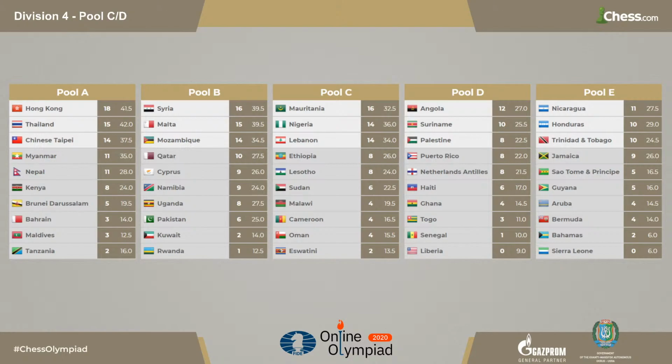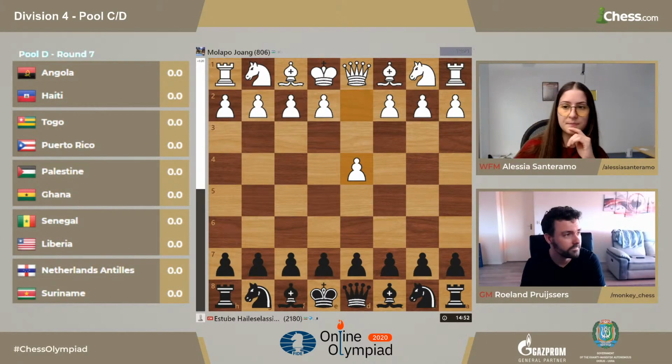The game, I would say, is really open, because Angola is really doing great with full points, 12 out of 12. And Suriname is following with 10 out of 12, and then Palestine, Puerto Rico, and Netherlands Antilles are following with 8 points. So the game is open, as I said. And here we have the matches.